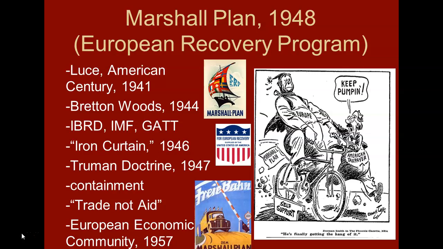This is what some historians have called empire by invitation. Yes, the United States acted in Europe in a heavy-handed kind of way after the war, but they ultimately were invited by the Europeans in to do this. So take that for what you will.